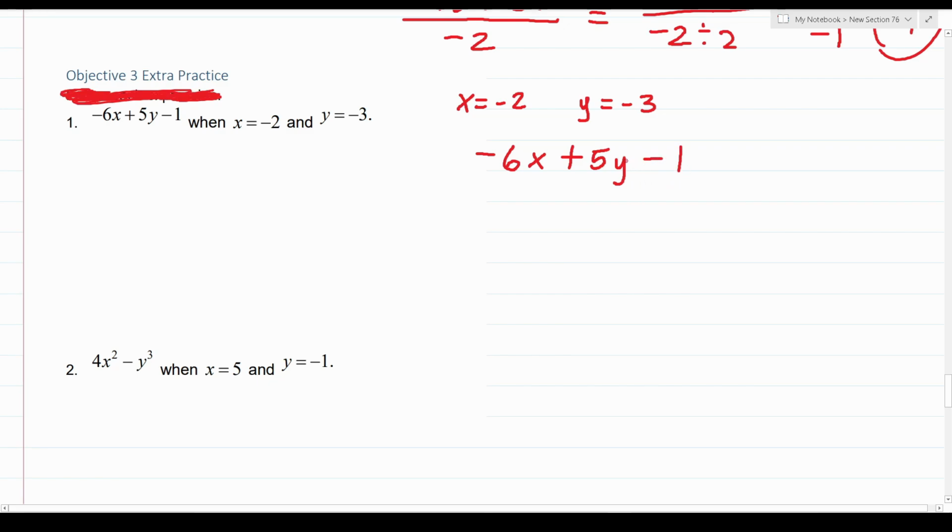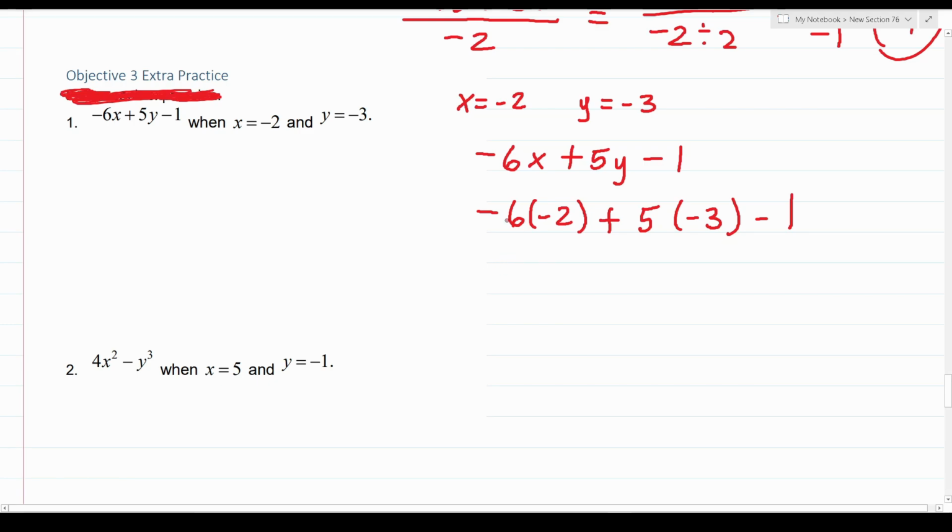First thing to do is to substitute -2 for x and -3 for y respectively. So let's go ahead and do that. This becomes -6 times -2 plus 5 times -3 minus 1. Again, there's only a few operations going on here. We have multiplication here, addition here, multiplication here, and subtraction here. Again, you always do multiplication before addition and subtraction. So I'm not going to write out the order of operations for this one.